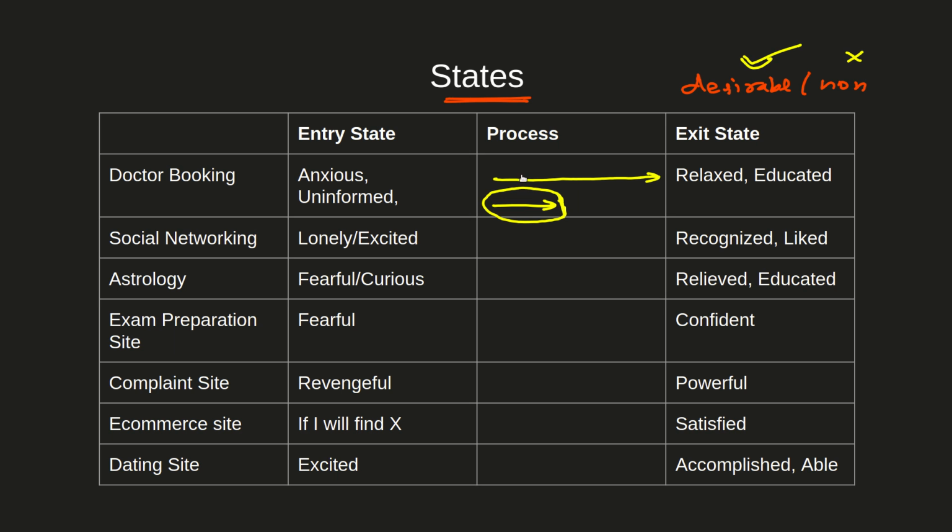So that does not give you an exit state that is desirable, right? So this gives you a very undesirable exit state. When you have a desirable exit state, you will actually love this product. But if it is undesirable, you will not. Then, from the lonely state, you are excited, you want to be recognized, you want to be liked.